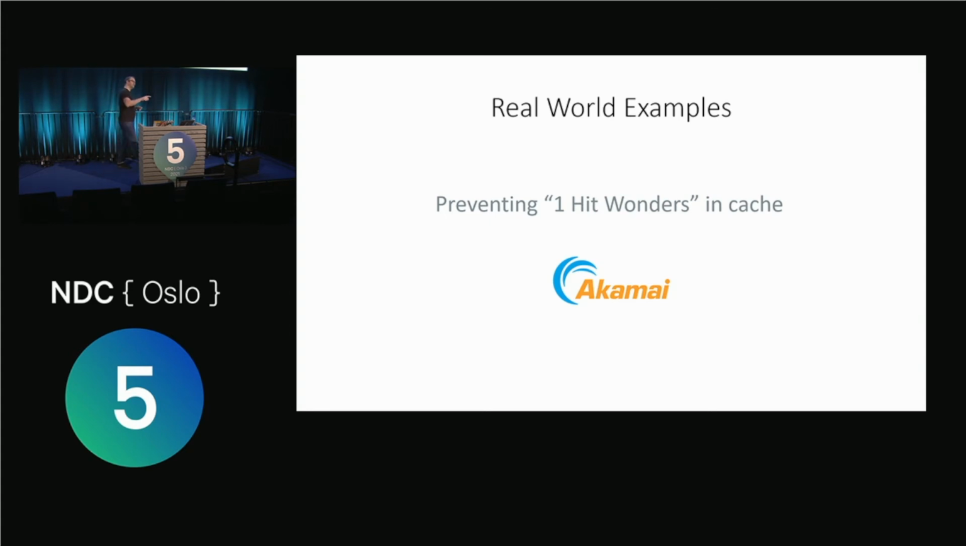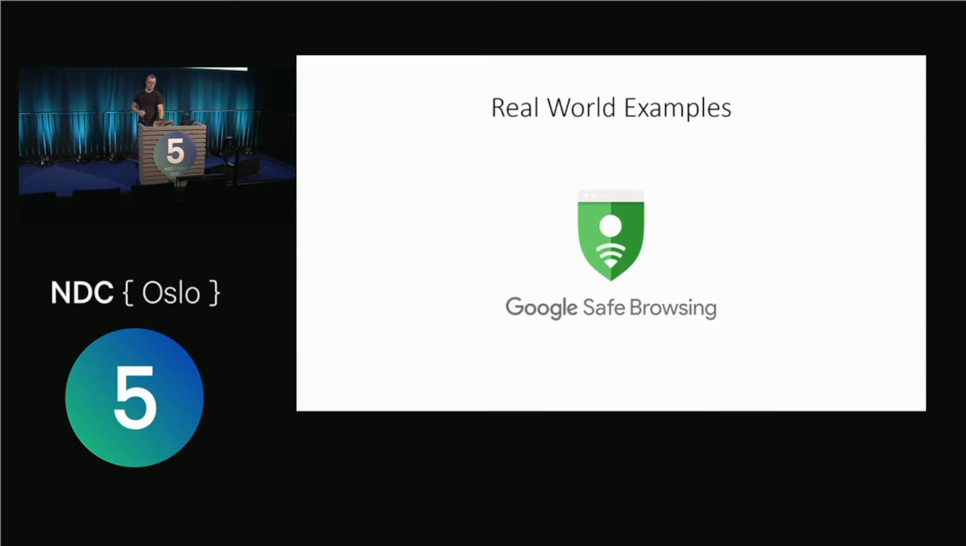And they managed to reduce the size of their cache by almost 3/4, because the vast majority of assets were being requested once, cached, and then never used again. So by putting a very simple Bloom filter in front of their cache, they managed to shrink very significantly the size of their cache. But Akamai aren't the only organization using Bloom filters, of course.